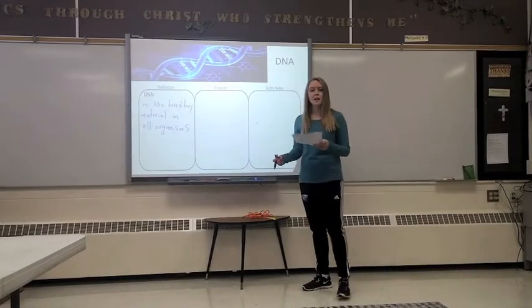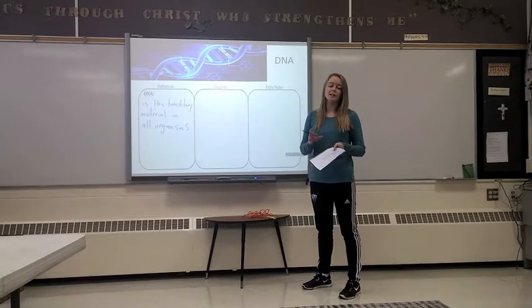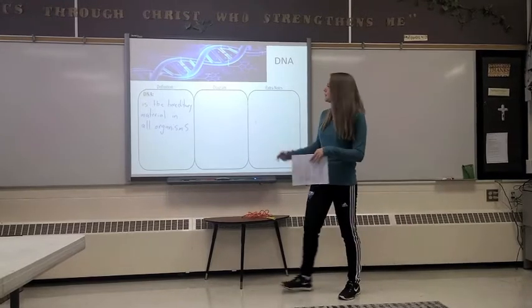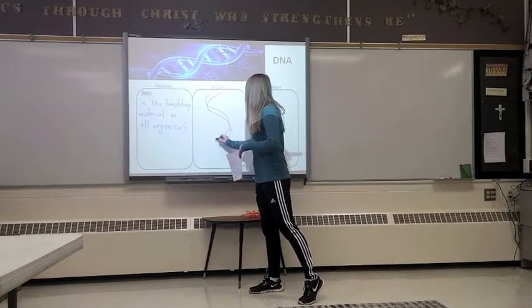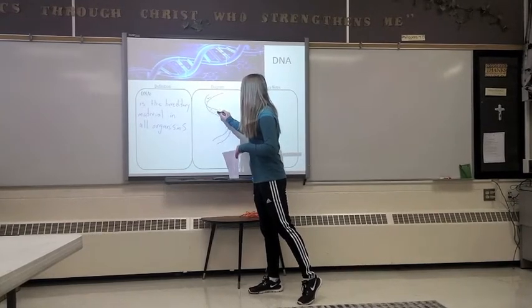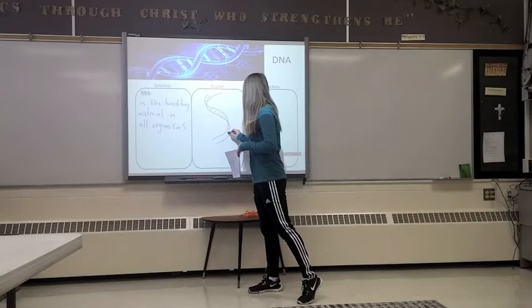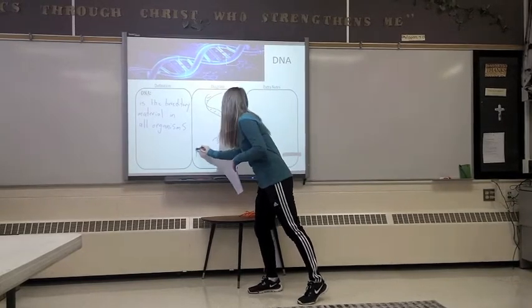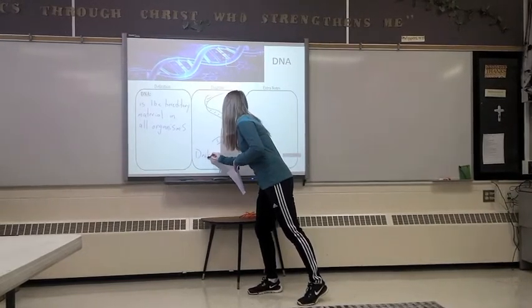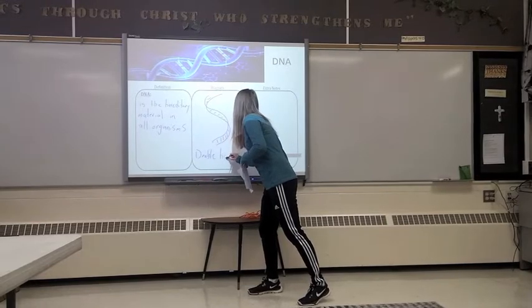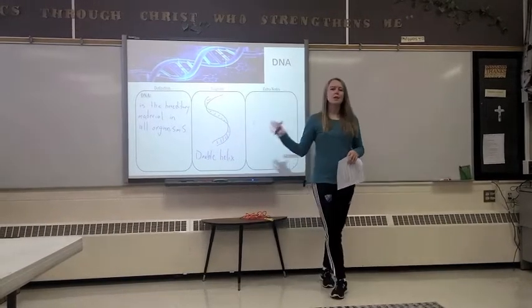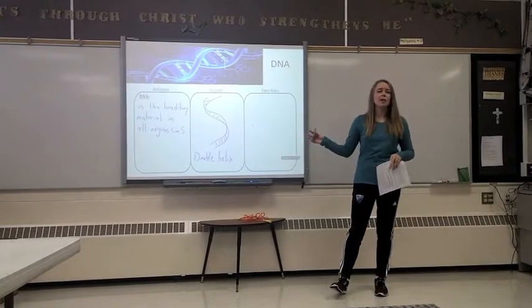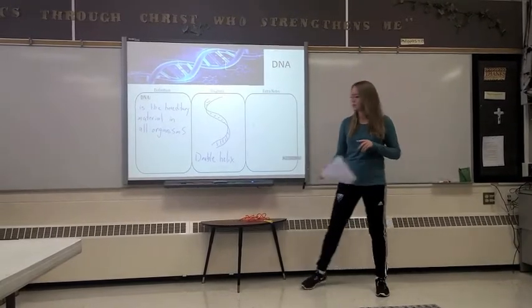What structure does DNA come in? Well, it comes in a double helix. It's kind of like a twisted ladder. All right, so what kind of things can DNA code for and make those special instructions?